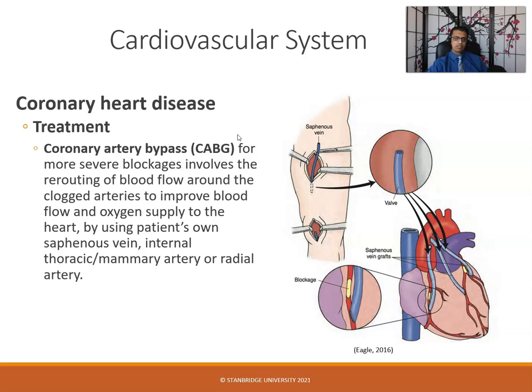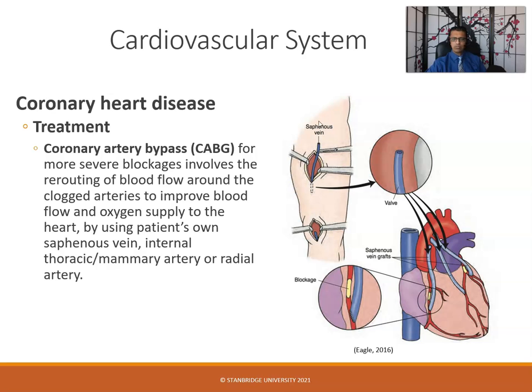Now, cardiovascular system, coronary heart disease. What else can you do? A CABG. So a CABG, or coronary artery bypass, for more severe blockages, involves the rerouting of blood through the clogged arteries to improve blood flow and oxygen supply to the heart by using the patient's own saphenous vein, internal thoracic mammary artery, or radial artery. Okay, so most of the time they'll use a saphenous vein.